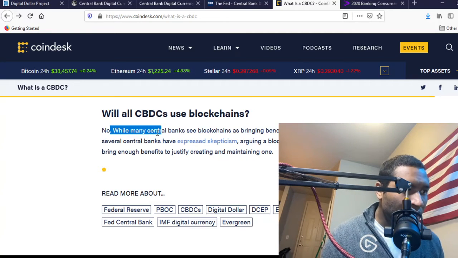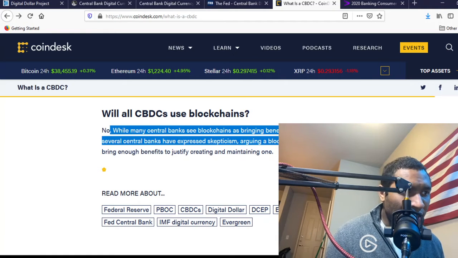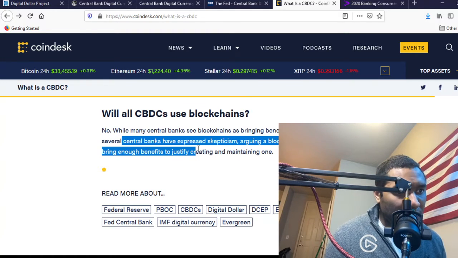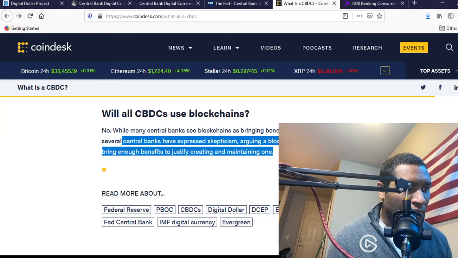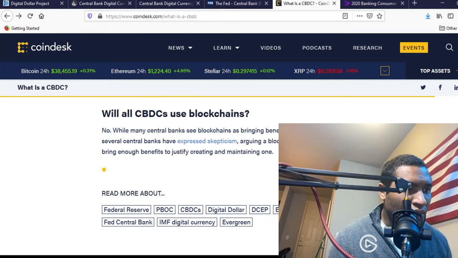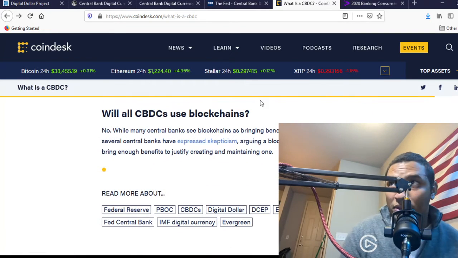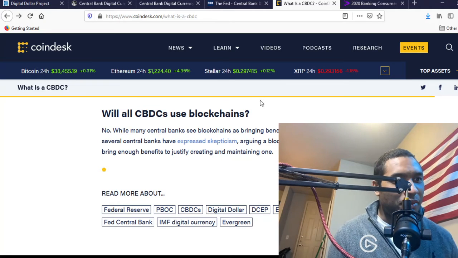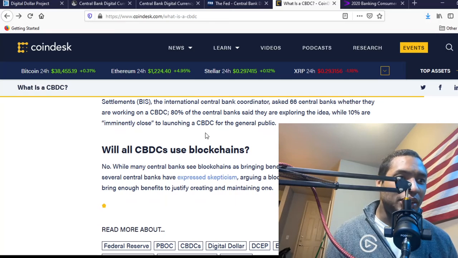Now, while many banks see blockchain as having benefits such as efficiency gains, several central banks have expressed skepticism, arguing a blockchain-inspired CBDC does not bring enough benefits to justify creating and maintaining one. So like I said, governments want control. They're not going to let you do whatever you want to do. I'm sorry to tell you, but that's how every government is in the world. You ain't escaping it. They want control and they want their power.